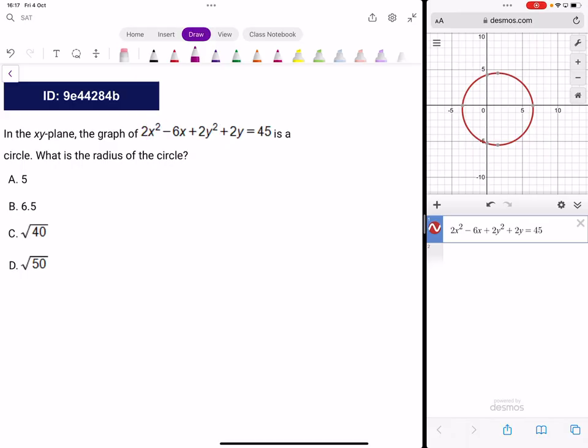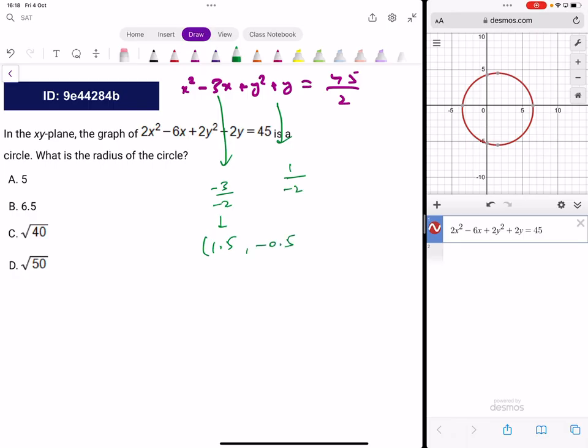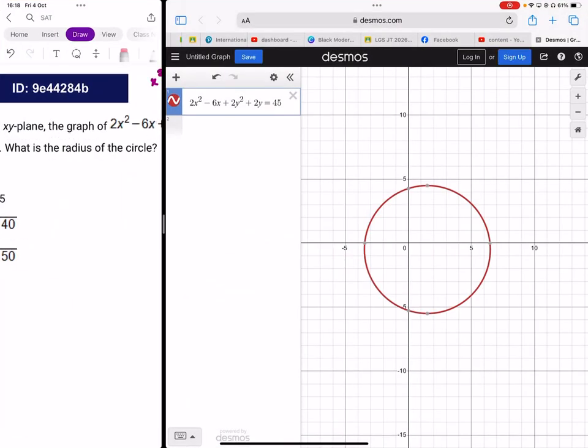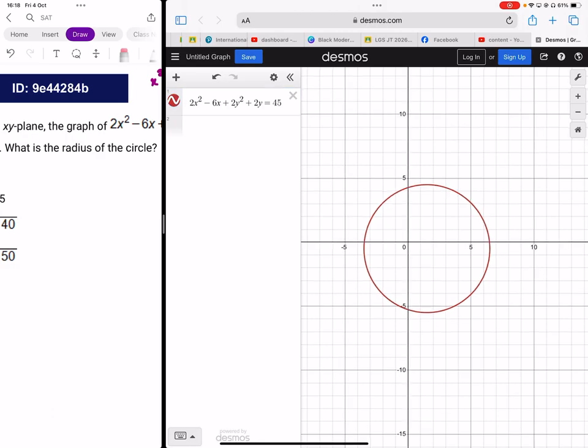So you first of all have to divide the whole thing by 2 to make it x squared minus 3x plus y squared plus y equal 45 over 2. And now you can find the center by dividing this coefficient by minus 2, minus 3 over minus 2, that's 1.5. And dividing this coefficient by minus 2, which is 1 over minus 2, which is minus 0.5. 1.5 and minus 0.5, that's the center of the circle. 1.5 and minus 0.5, that will be somewhere around here.